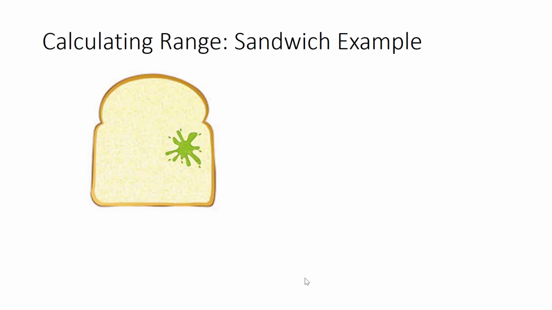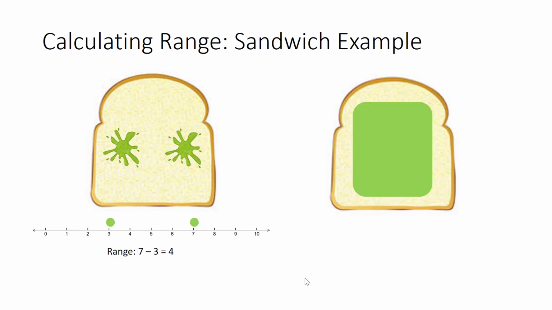Let's go look at a sandwich example. So on the left side, we have a sandwich with just 2 dollops. Let's say it's some sort of green jelly. And on the right side, we have a sandwich that is much more homogeneously distributed, again, across the whole surface of the bread. On the left side, if we translated that into a single dimension, we can see that the range would be 7 minus 3, or 4. And over here, again, we can see that the range would actually be the exact same. It would be 7 minus 3, or 4.